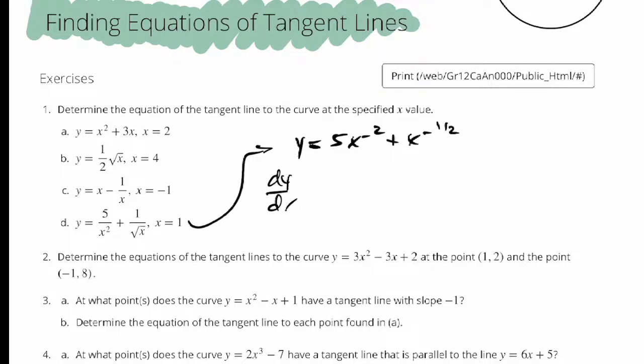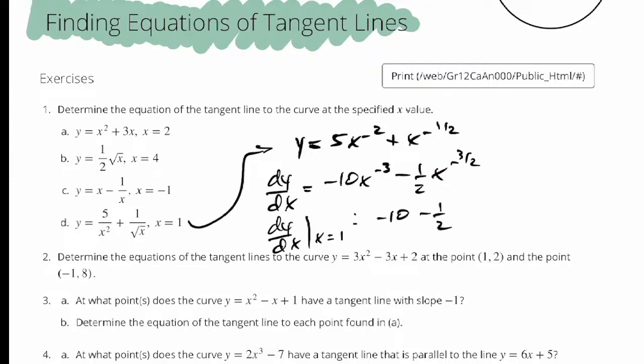So I'm going to take my derivative, which is negative 10x to the minus 3, minus 1/2 x to the minus 3/2. You don't have to worry about simplifying it because they just want a number. They want the value when x is 1. So I'm going to let x be 1 here, which will give me negative 10 minus 1/2, which is negative 21 over 2. That would be my slope.